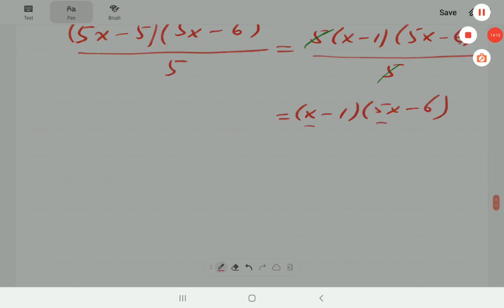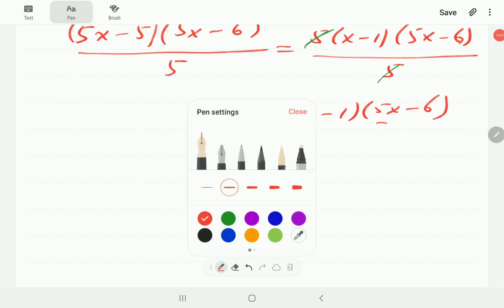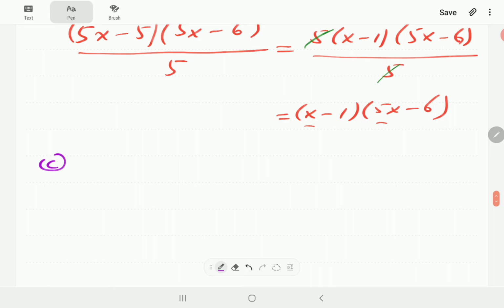Perhaps just one last example. Then we will give you some examples to try yourselves. Okay, so in C, imagine we have got 4x squared plus 4x minus 15.